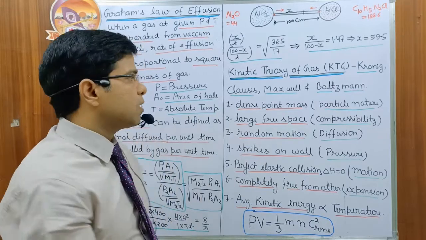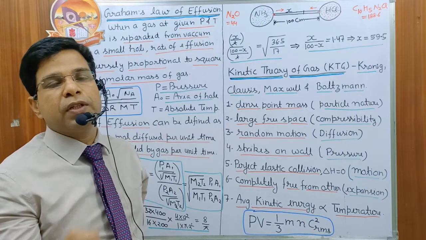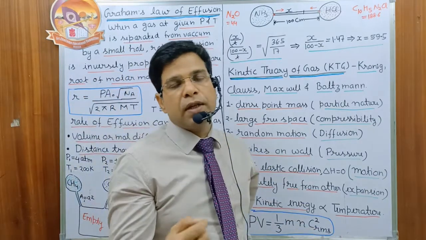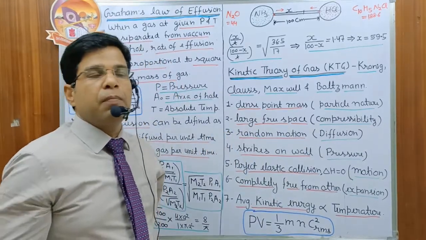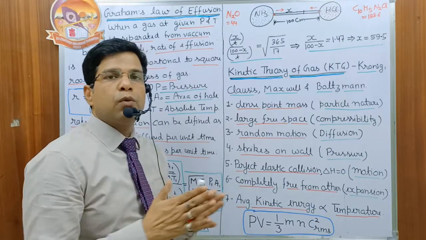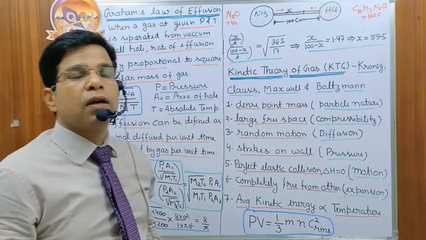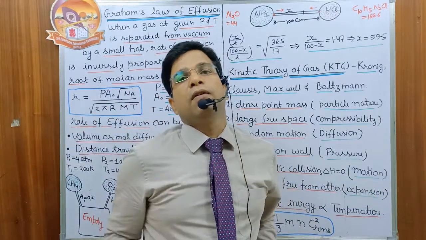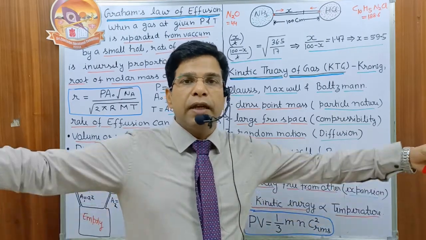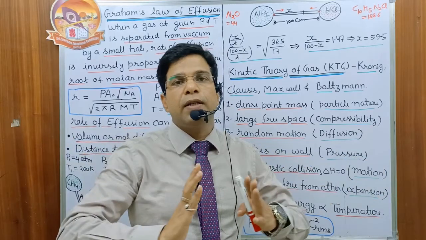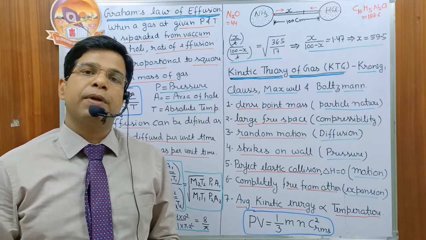This point explains the particle nature of the gas, as well as giving the information that these are point masses, meaning they are dimensionless. Second point, they have large free space amongst them. The distance between two particles is very large. So during compression of the gas, we are minimizing this free space. If two particles are far away from each other, then by compression we can minimize the free space between them. So this point explains the highly compressible behavior of the gas.